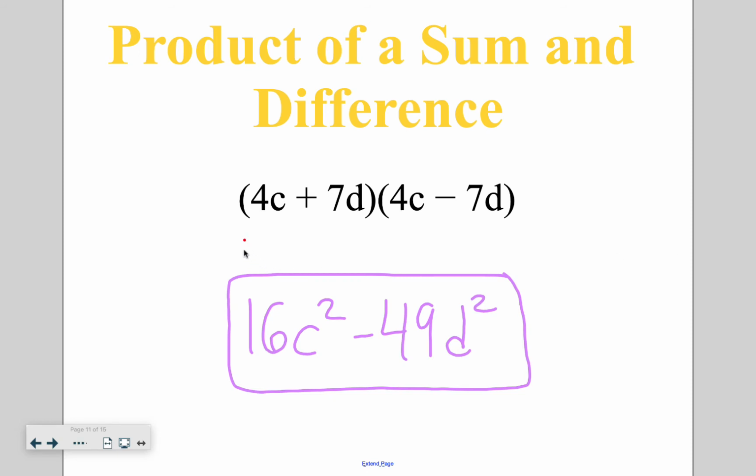So we multiply our first pieces of 4c times 4c, which gives you 16c squared. And then we multiply our second pieces of 7d times -7d, which gives you -49d squared.